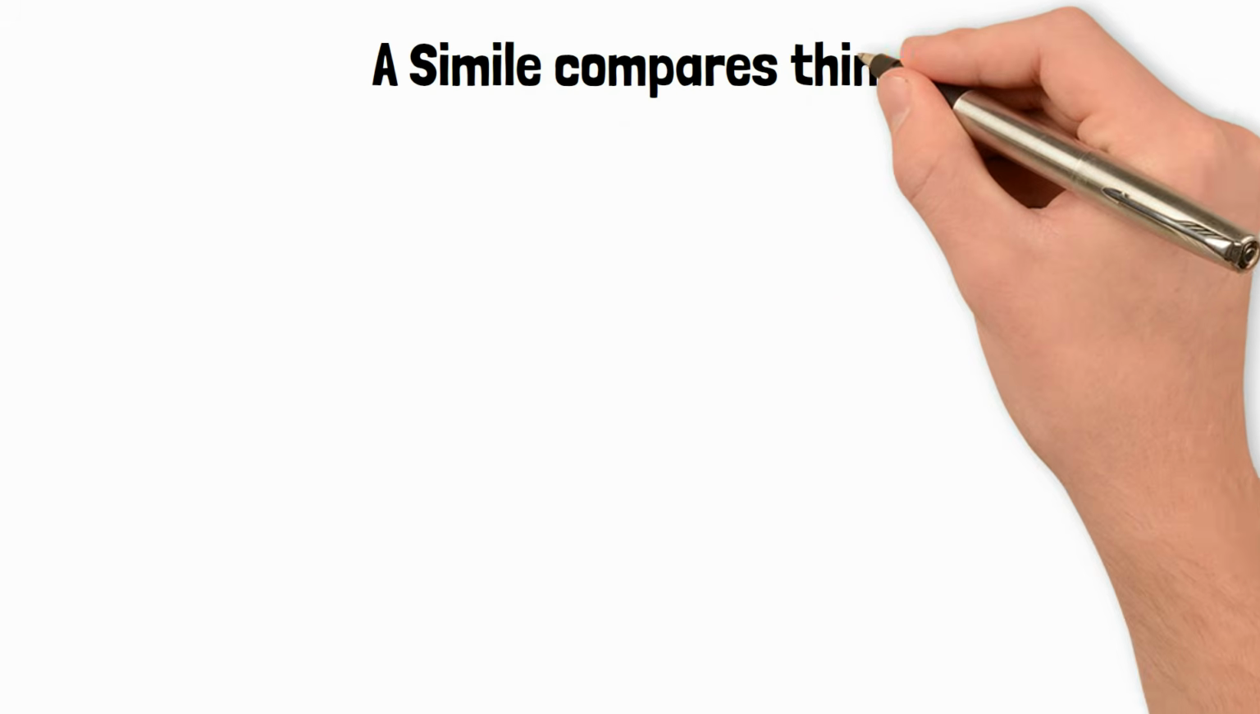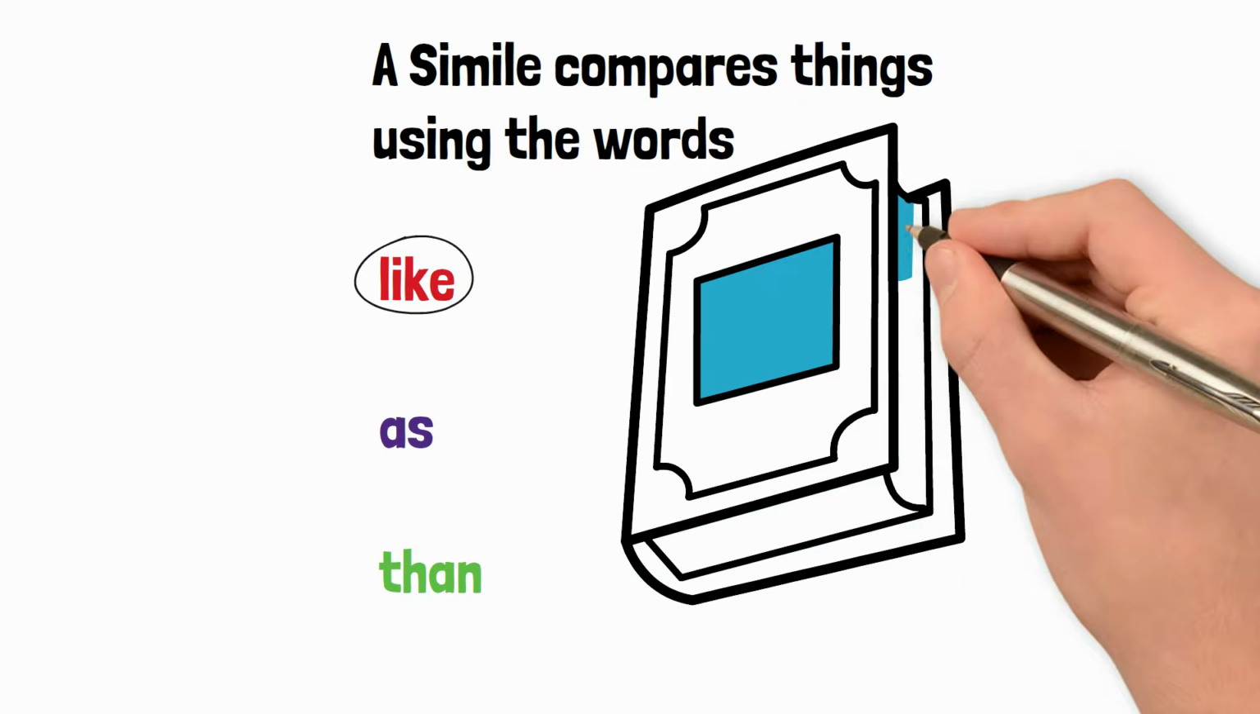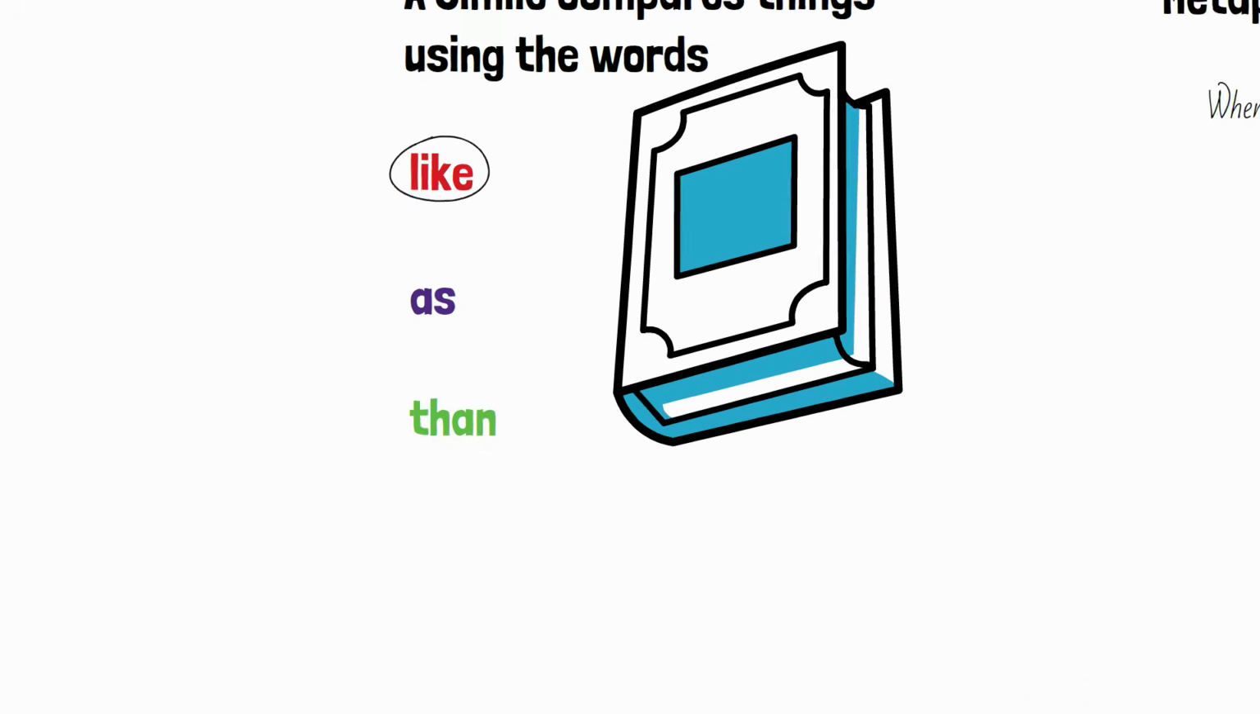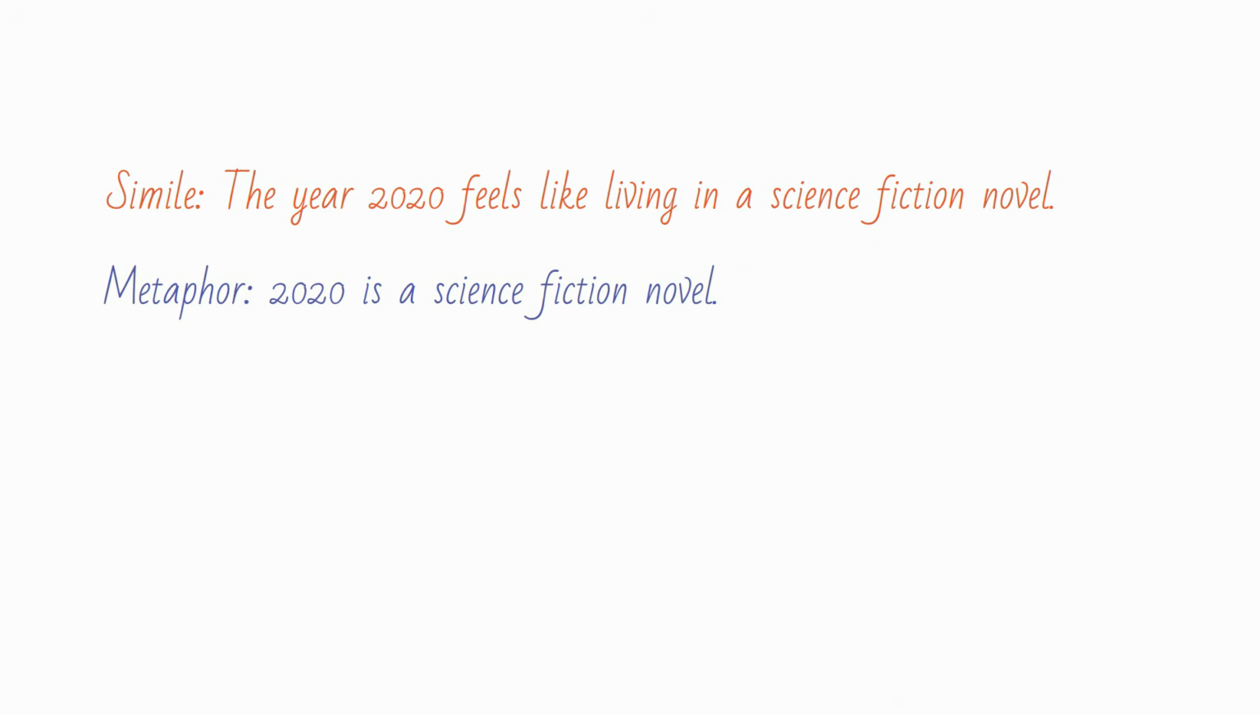A simile compares two things using the words like, as, or than. For example, the year 2020 feels like living in a science fiction novel. To convert this to a metaphor, we could say 2020 is a science fiction novel.